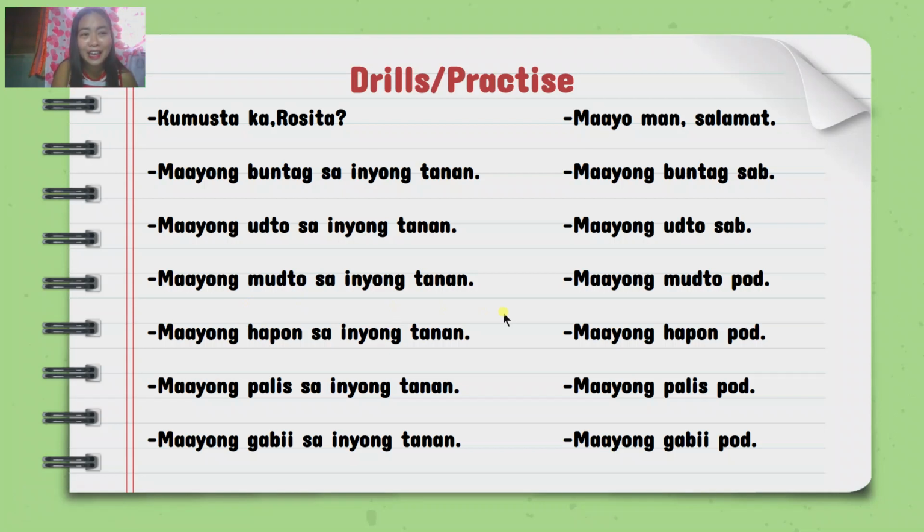Okay. Maayong mudto sa inyong tanan. Mudto and udto are the same. We just add the first letter right here. Okay, so this is not common in my province that we use mudto. We commonly use udto, but when you go to the Cebu province or the Cebu city, you can hear some Cebuanos say maayong mudto sa inyong tanan. Okay, maayong mudto pod.